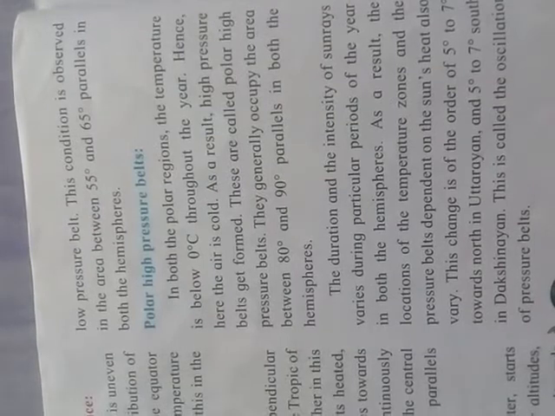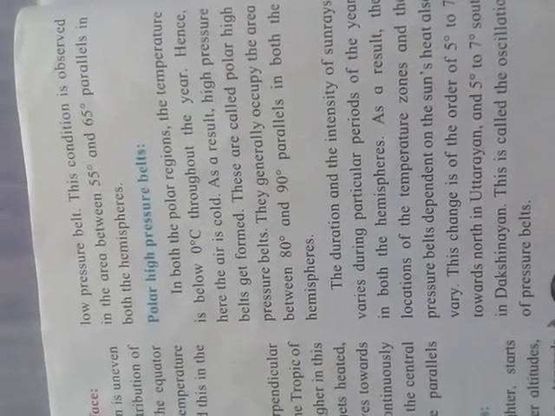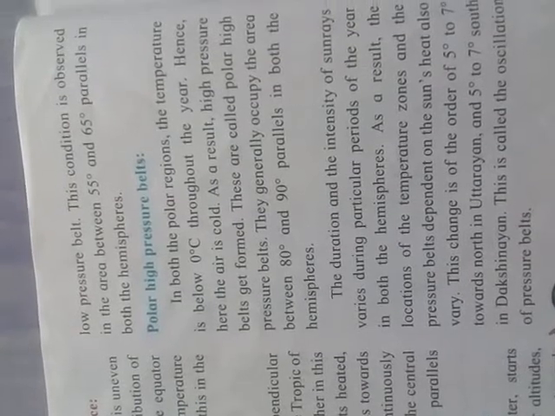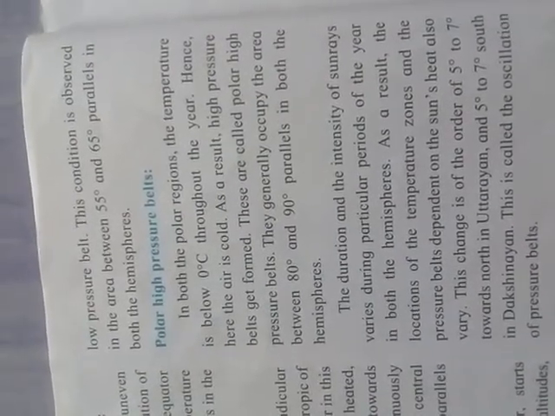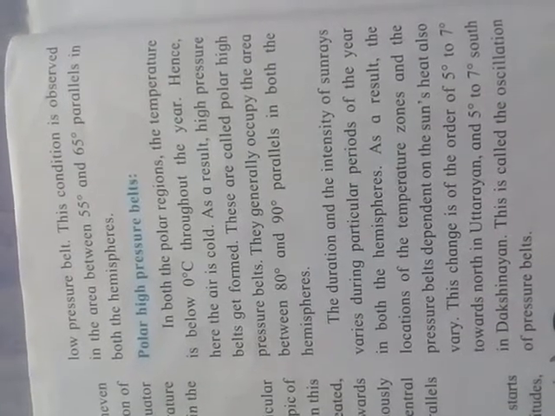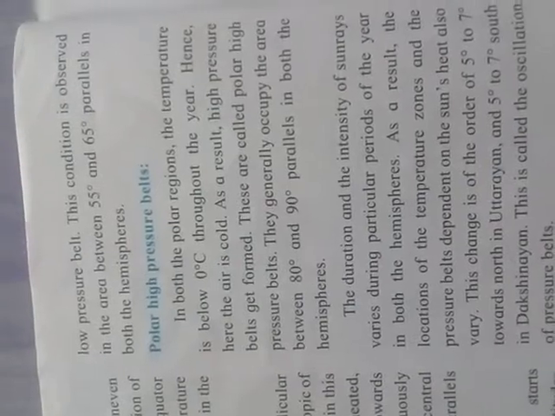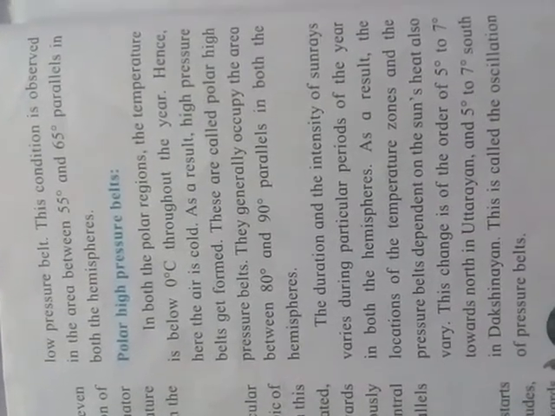This condition is observed in the area between 55 degrees to 65 degrees parallel in both hemispheres. That means between 55 degrees and 65 degrees parallel in both hemispheres, the low pressure belt is created.